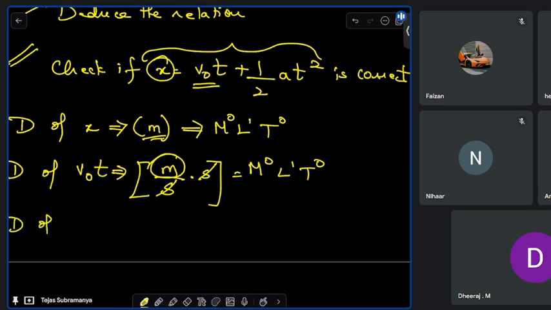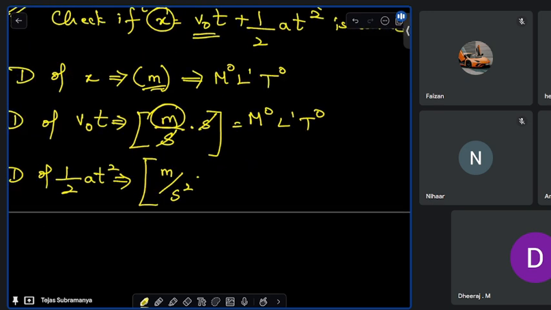Second part, D of half AT square. Now, see, guys, I'm not dumb enough to write the number there. Whatever is given, I'm printing the same thing in my answers. Half obviously is a number. Numbers will not have any dimensions, so ignore it. Next comes AT square. A is nothing but acceleration. Acceleration is given by the unit meter per second square. I'll keep a dot. Next follows time. Time square it is. Time is second, square becomes second square. Can it get cancelled? Gets cancelled. It is equal to M naught L1 T naught.